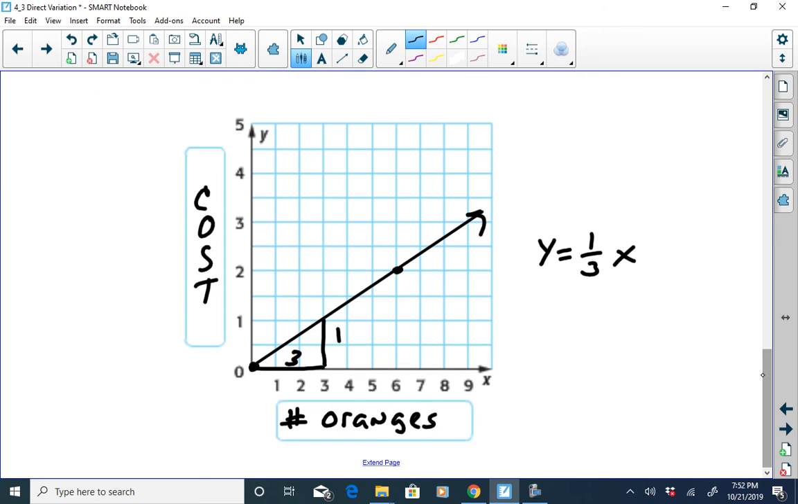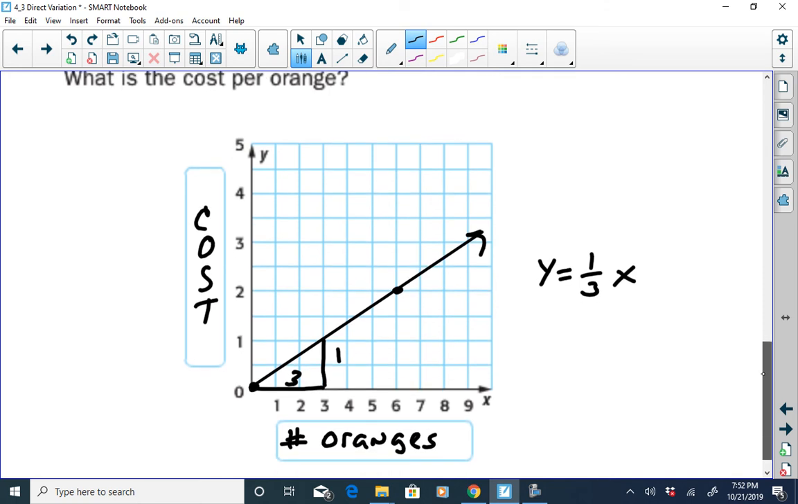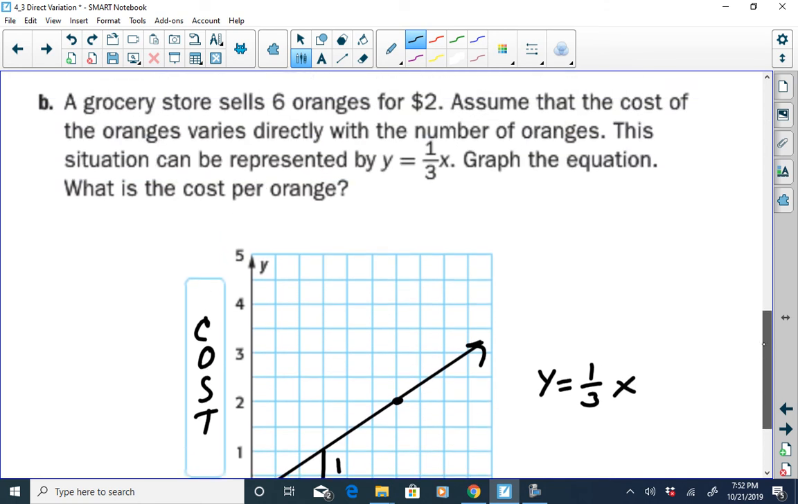So we want to find the cost for 1 orange. Well, here's the cost for 1 orange, and I see that it's less than 50 cents, right? Because this is cost in dollars. And I see that my cost in dollars, that's going to work there. So I want to find the cost for 1 orange.